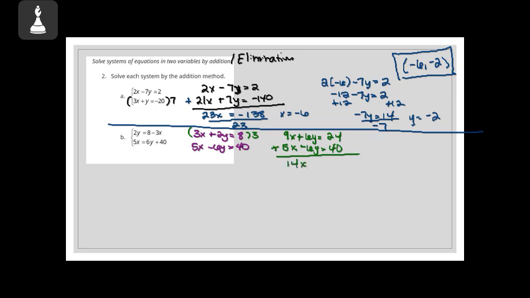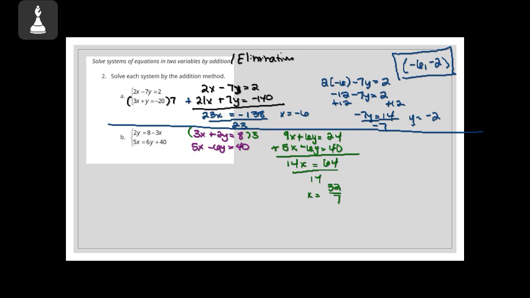And if I divide by 14, I've got 64 over 14. They can both be divided by 2, 32 over 7. Now, you're going to realize not all of these work out to be nice round answers, and that's okay. We will do our best to work with what we got.